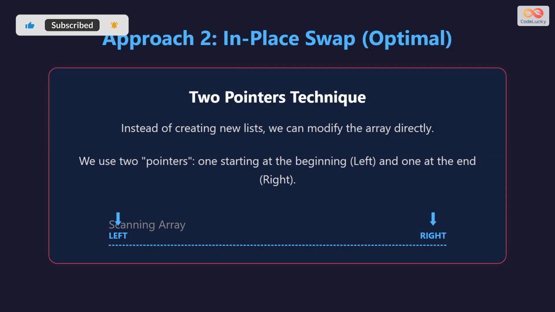While the first approach works, we can do better. We can use the two pointers technique to solve this in place. This means we don't need to create separate lists to hold our numbers. We will use a left pointer starting at the beginning of the array and a right pointer starting at the end.